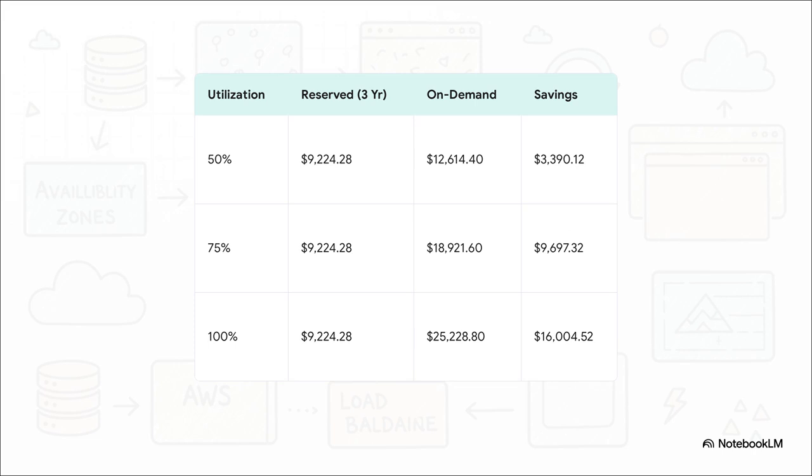Let's actually look at the math here for a heavy-duty C5d.4xlarge server. If you lock in a 3-year reserved instance, it costs a flat $9,224. Now, what if you only end up using that server 50% of the time over those 3 years? Well, paying the flexible on-demand rate for that exact same usage would run you over $12,000. By reserving it, you're keeping over $3,300 in your pocket, even when the server is just sitting idle half the time. If you know your baseline capacity needs, reserving is literally a no-brainer.